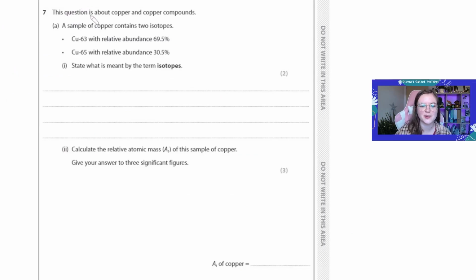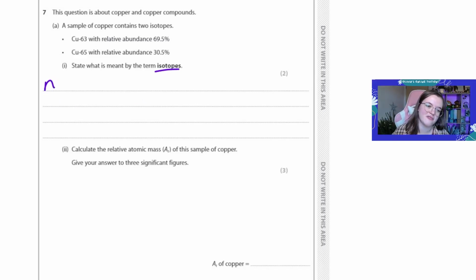Question 7, this question is about copper and copper compounds. A sample of copper contains 2 isotopes, copper 63, relative abundance of 69.5%, copper 65, relative abundance 30.5%. So what is meant by the term isotopes? We've been through this earlier, looking at isomers versus isotopes. So isomers, same molecular formula, different structural formula, and then isotopes, different number of neutrons but the same number of protons. So this is the formal definition for it.